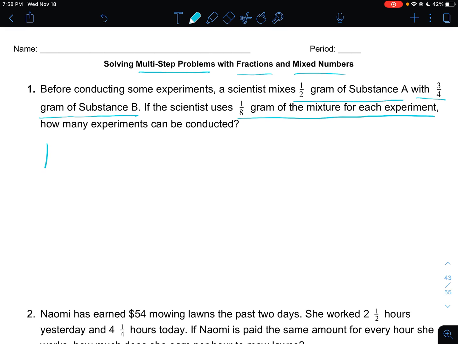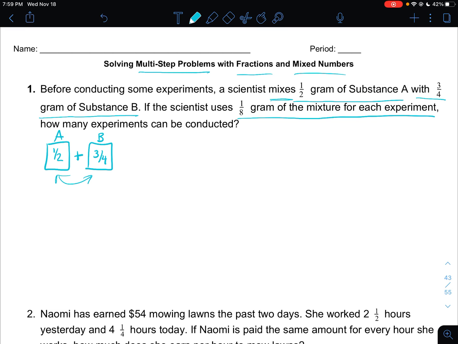So in this situation, you have to think about what is going on. We have 2 substances, substance A and substance B. He has 1/2 of a gram of substance A and 3/4 of a gram of substance B. It says that he mixes these. He puts these 2 together. So think about what operation that would be. He mixes them. That's going to be addition. So that's going to be our first step.